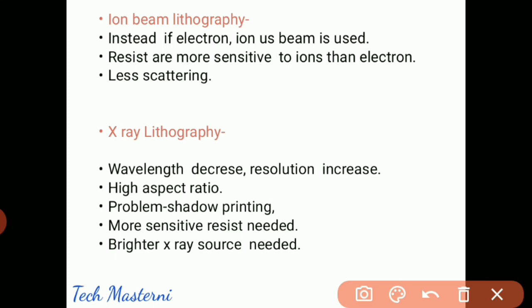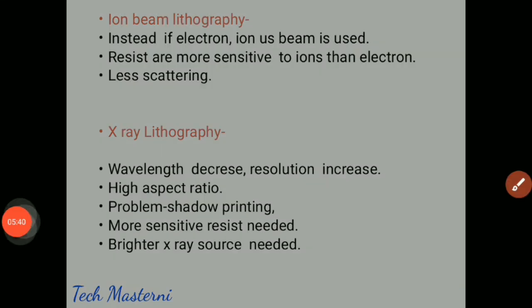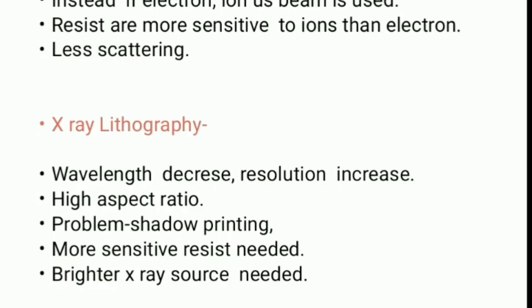Now let us see the ion beam lithography process. In this particular lithography process, we use ions instead of the electron beam. We have seen that the resist is more sensitive to ions than to electrons. So we use ions for this purpose. In this process, we have less scattering.